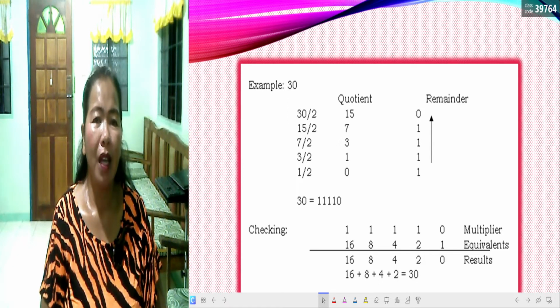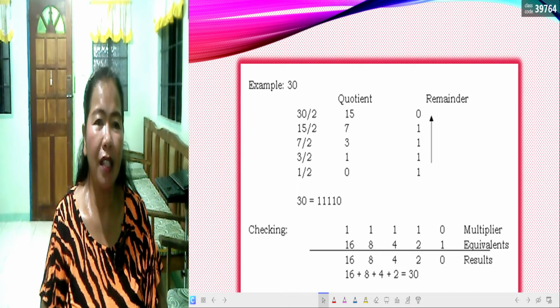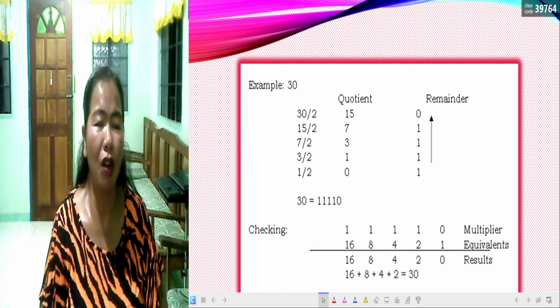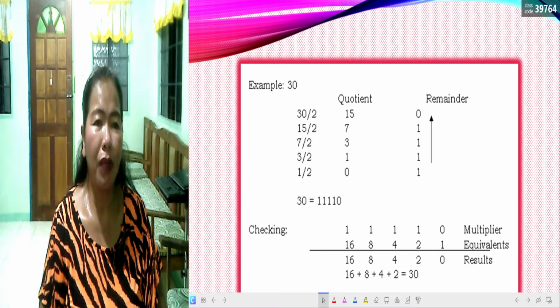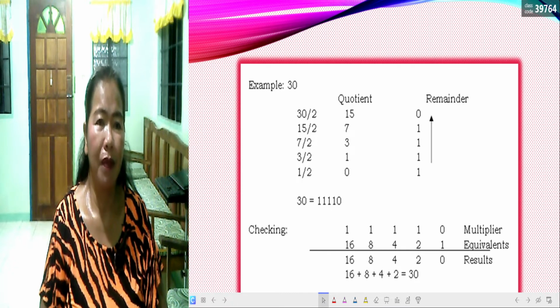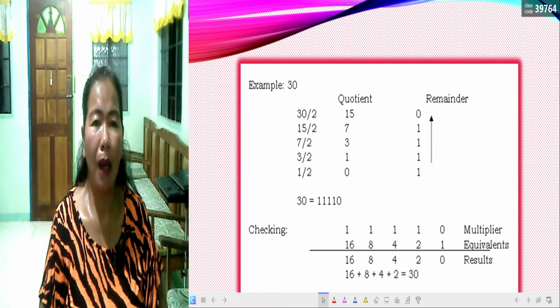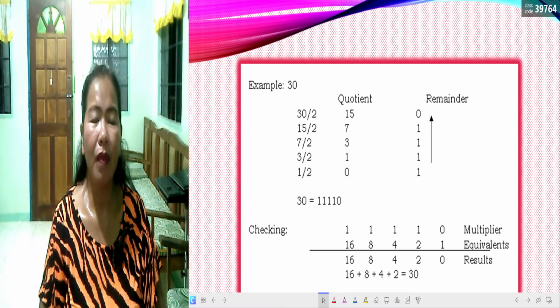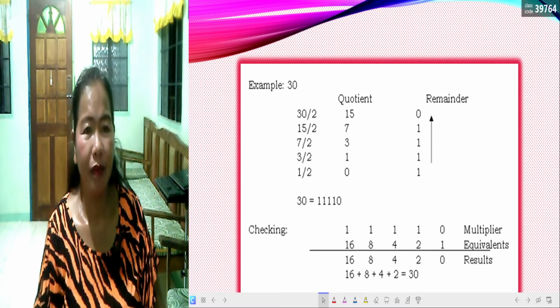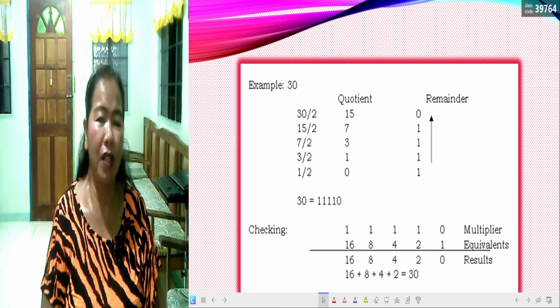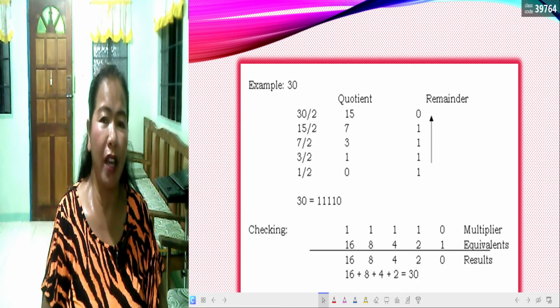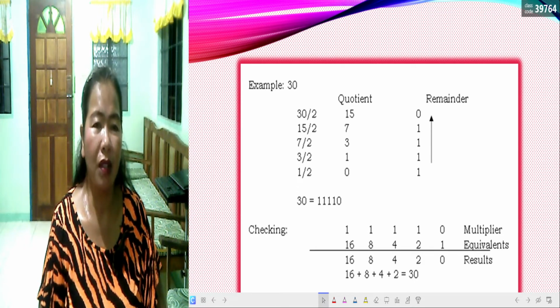So this time, the remainder is equal to 11110. And that is the binary equivalent of 30 in decimal. So that is base 2. So in checking, you have to check your work because this is mathematics. We can actually check the result.